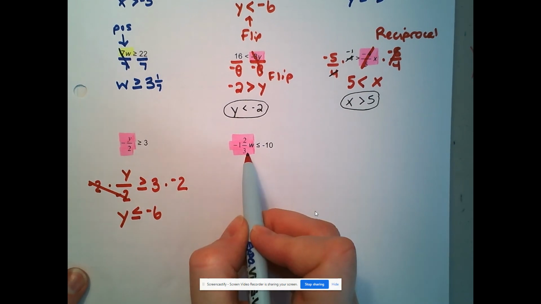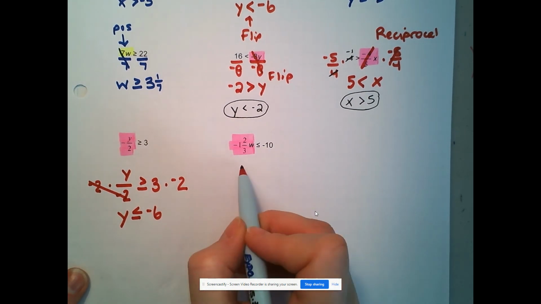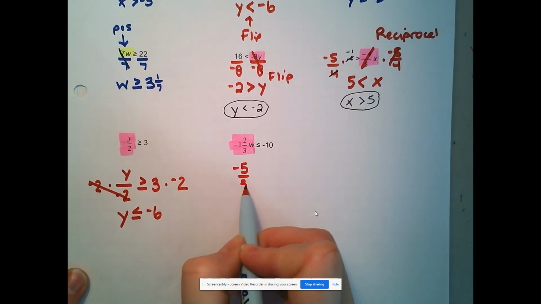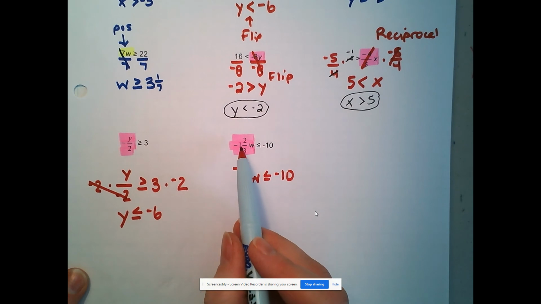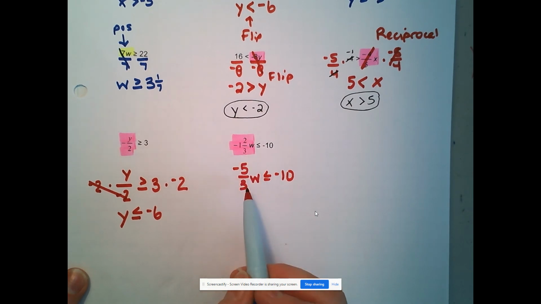And last but not least, I cannot solve this one with a mixed number. I'm going to have to write that as -5/3 w less than or equal to -10. All I did was 3 times 1 is 3, plus the extra 2 is 5/3. It was -1 2/3. It's still -5/3. This is a negative fraction. Again, we're going to use the reciprocal.